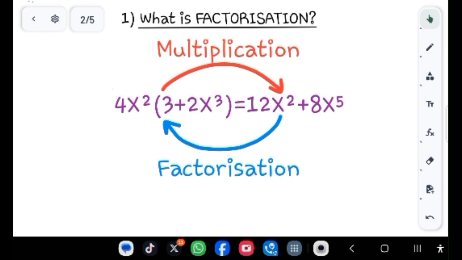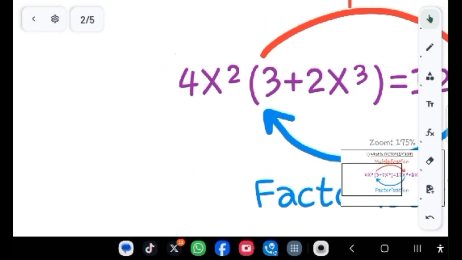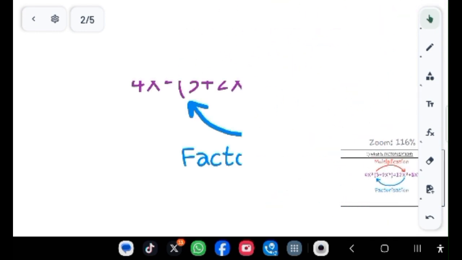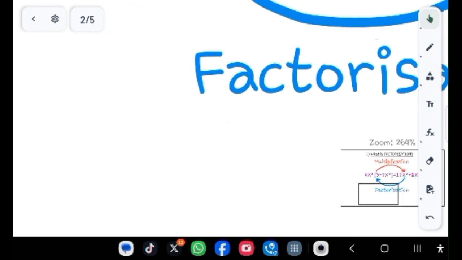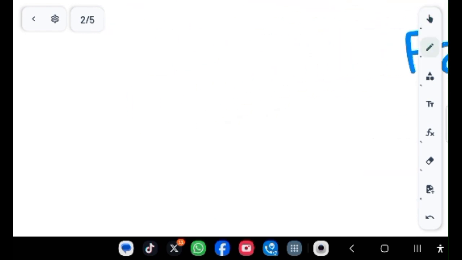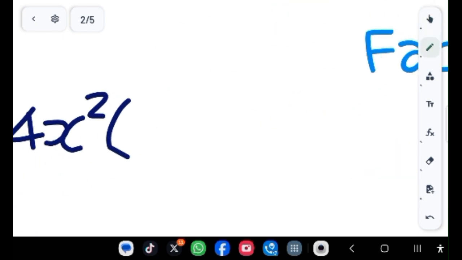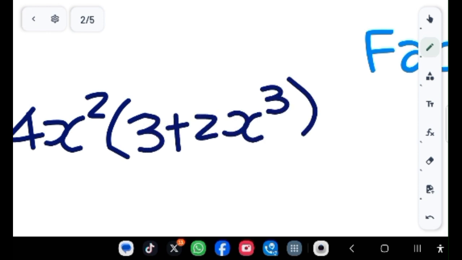Now, in order to factorize without issues, you need to know how to multiply first. So let's multiply, and let me show you exactly how you multiply a monomial by a binomial. This is what you do. You've got your 4x squared outside, multiplied by 3 plus 2x cubed.